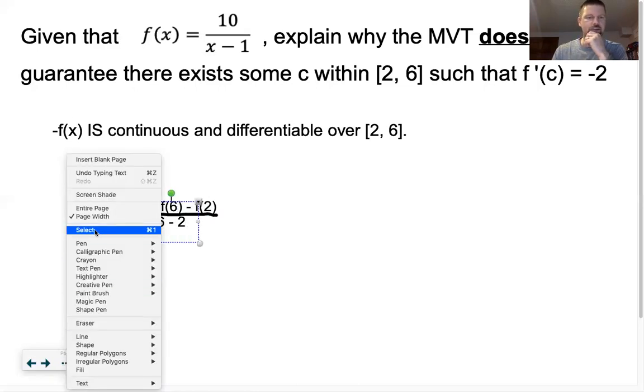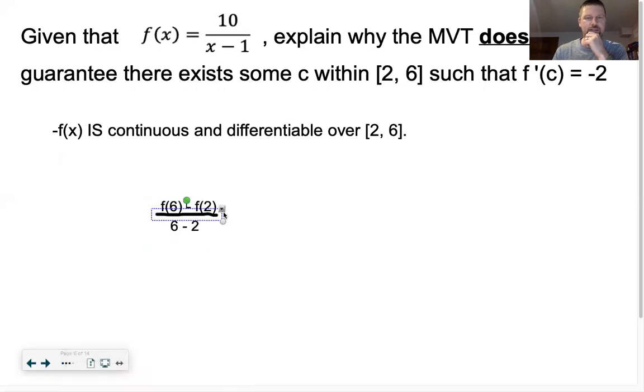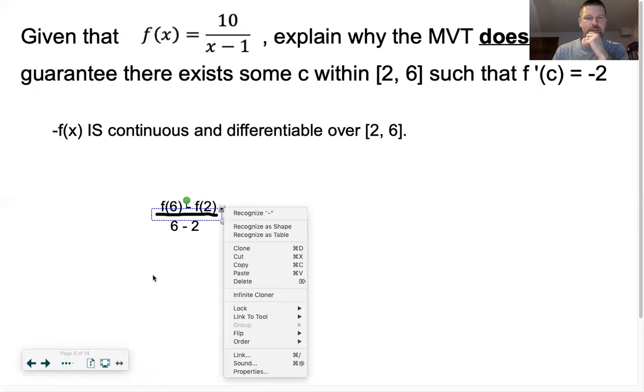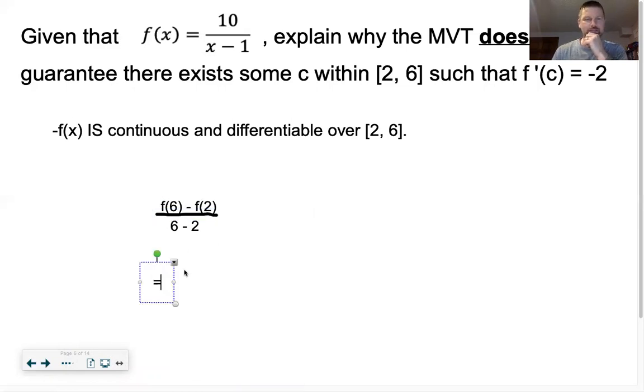Thicker line than I need, but it'll have to do. All right, so if I do that, f of 6, plug a 6 in there, I've got 10 divided by 5. 6 minus 1 is 5, 10 divided by 5 is 2. So then it's 2 minus, put a 2 in there, 2 minus 1 is 1, 10 divided by 1 is 10, so I get 2 minus 10 on top. On the bottom I have 6 minus 2, which is 4.